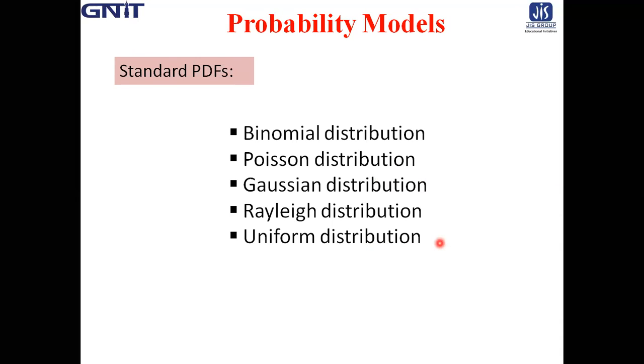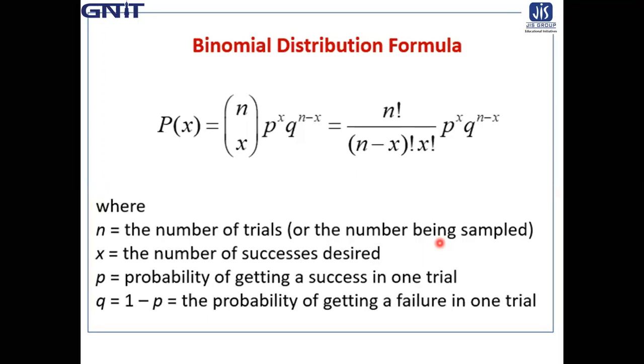Out of these 5, the first 2, that is binomial and Poisson distributions, are used for discrete random variables, whereas the other 3, that is Gaussian, Rayleigh, and uniform distributions, are used for continuous random variables. So let us first start with binomial distribution. Binomial distribution is used to describe an integer valued random variable associated with repeated trials of an experiment. Binomial distribution can be applied to digital communication systems, for example, to find the number of errors in the message signal of n digits.